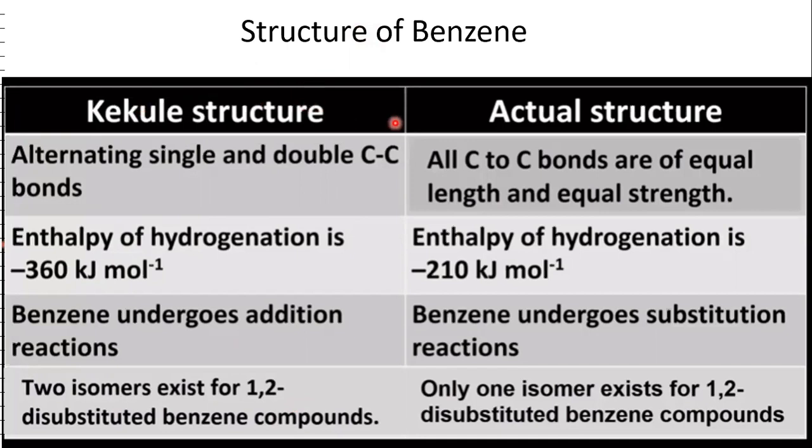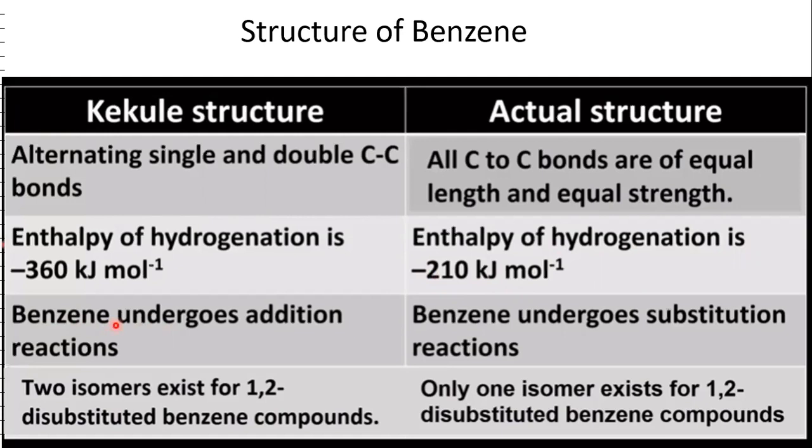Next, we will see the difference between the Kekule structure and the actual structure of benzene. According to the Kekule structure, alternating single and double carbon-carbon bonds are present in benzene, but the actual structure indicates all the carbon-to-carbon bonds are of equal length and equal strength. Second point, the enthalpy of hydrogenation is expected to be minus 360 kilojoule per mole, but actually the enthalpy of hydrogenation is much less than expected, that is, minus 210 kilojoule per mole.